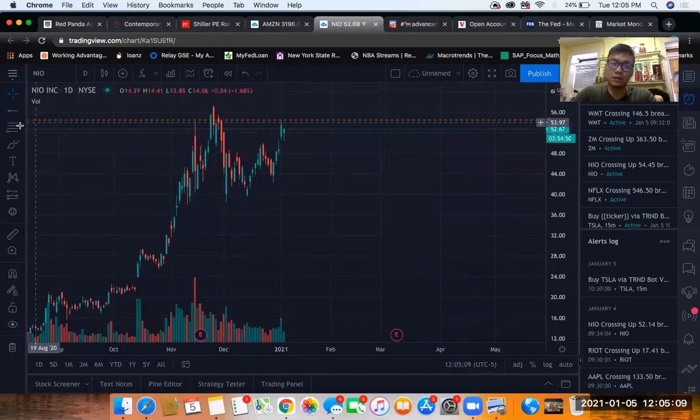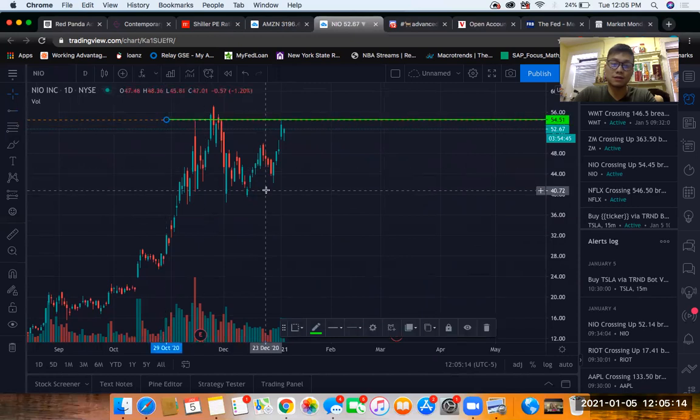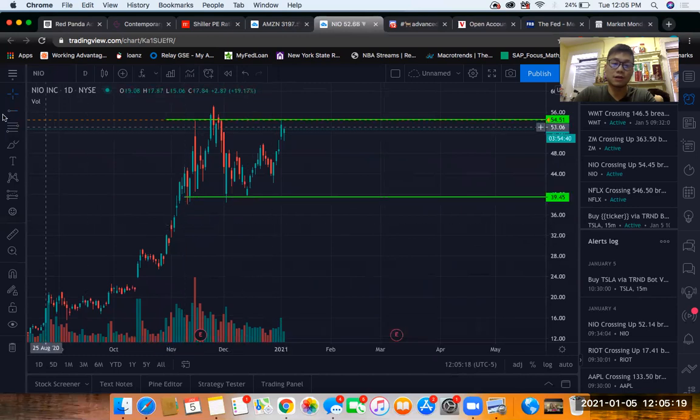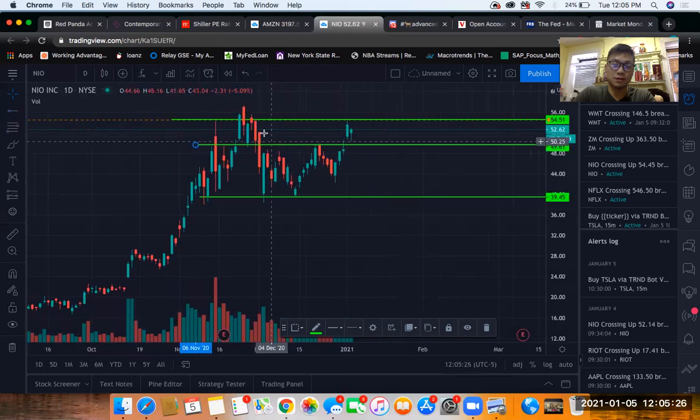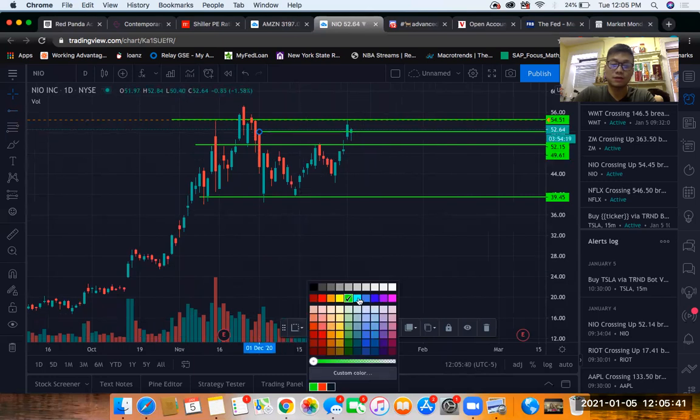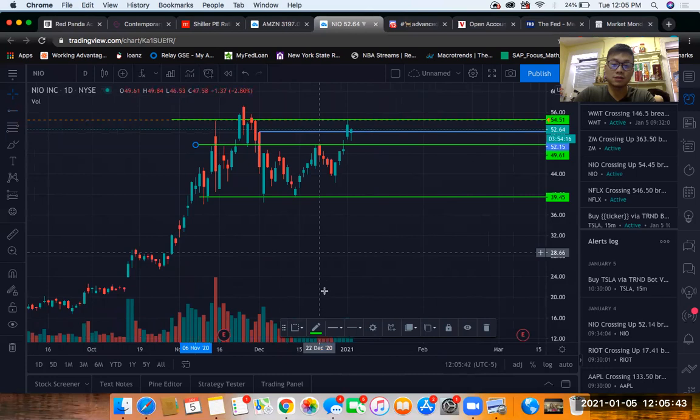So let's mark up Neo, and we can clearly see this is a pretty heavy resistance right here. We see this is clearly heavy support right here. Another resistance we can mark up is right here, right? And remember I have 52.14, and right here. Something like that, right? Let's just mark it with slightly different colors, so this doesn't look too crazy.